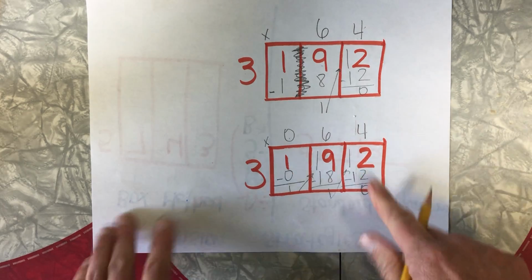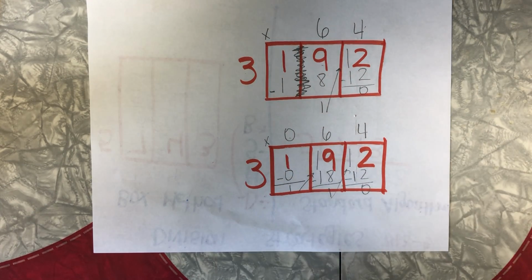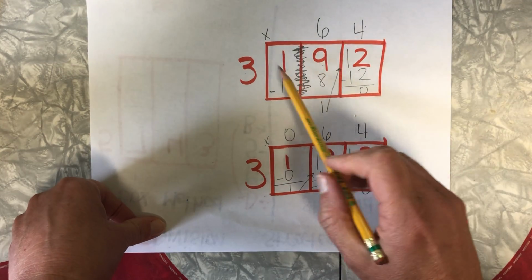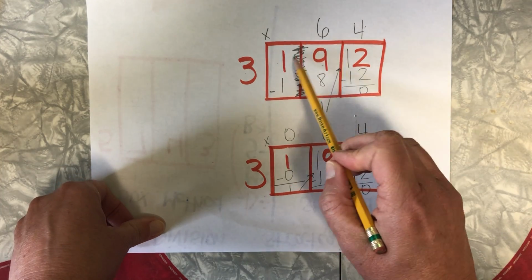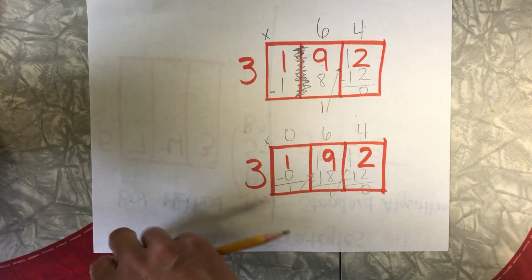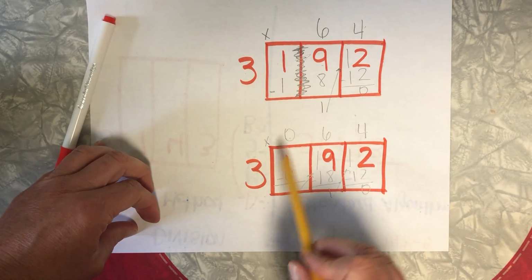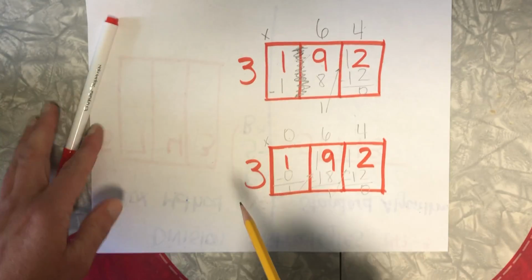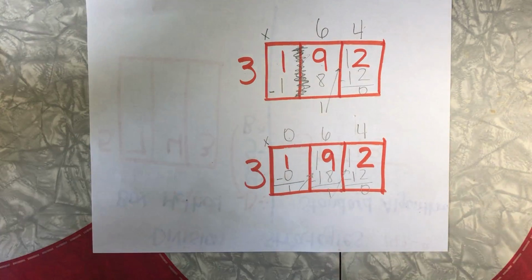So you can either do it this way or this way. It does not matter. You can either say, hey, I know 3 won't go into 1, so I'm just going to get rid of that and think, how many times does 3 go into 19? Or you can say, hey, 3 won't go into 1, that's 0, and do it this way. It does not matter. That is up to you.